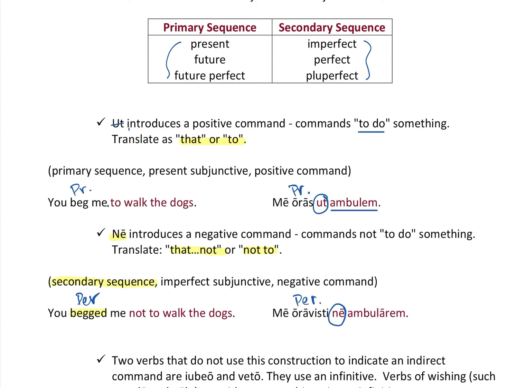Me orawisti ne ambularem. So what we've done is we've put this in the imperfect subjunctive. This doesn't look like the imperfect at all, does it? It didn't say "you begged me not to be walking the dogs," right? Not to walk the dogs. You just have to know, if it's secondary sequence, it goes to the imperfect. If it's primary sequence, it takes the present. That's all. That's the only two that you have to know.